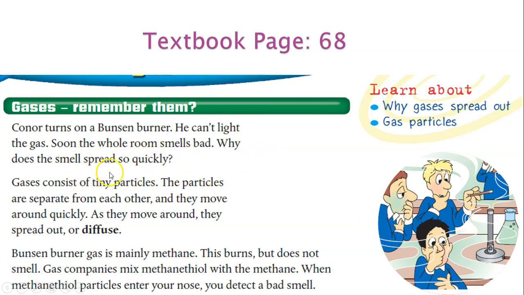Why does the smell spread so quickly? Gases consist of tiny particles. We know that in gases, the atoms are arranged far apart in a random manner. You have learned about this in grade 7. The particles are separate from each other and they move around quickly. As they move around, they spread out. And this process is called diffusion. Bunsen burner gas is mainly methane.